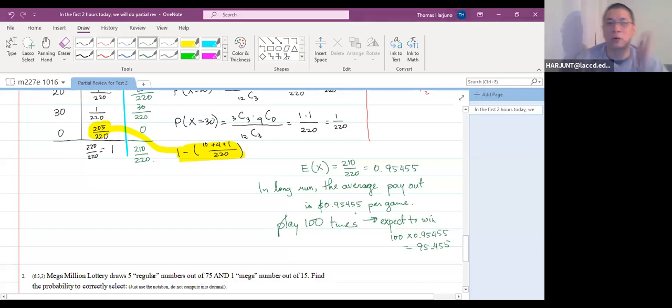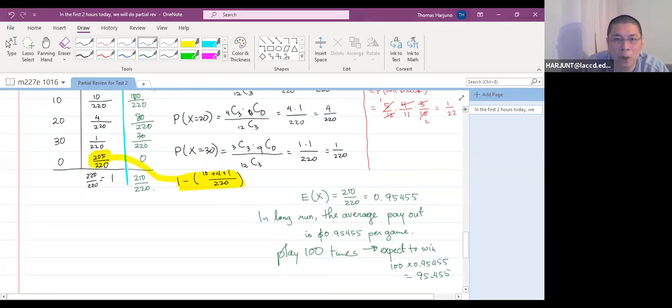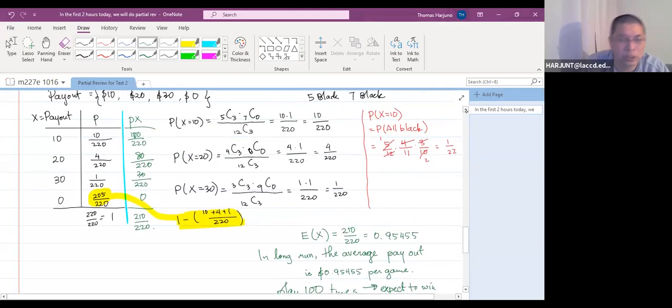Now, if a game has a positive, non-zero expected value, then that game is not a fair game. For a game to be fair, the expected value has to be zero.